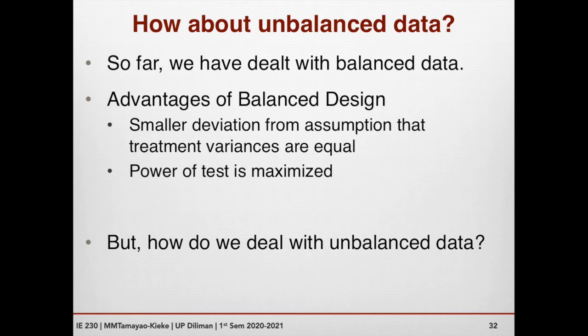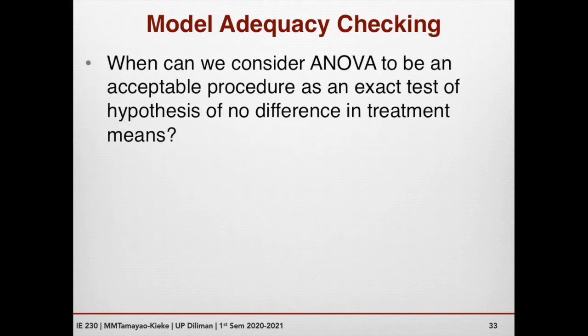So far in our example, we dealt with the balanced data. Now, I'd just like to point out some advantages of balanced data and why you should aim for a balanced design in your experiments. One is that there is going to be a smaller deviation from the assumption that treatment variances are equal. And secondly, the power of your test is going to be maximized. But if you have no other option but to deal with an unbalanced design, then you know that you have the tools to analyze the experiment.